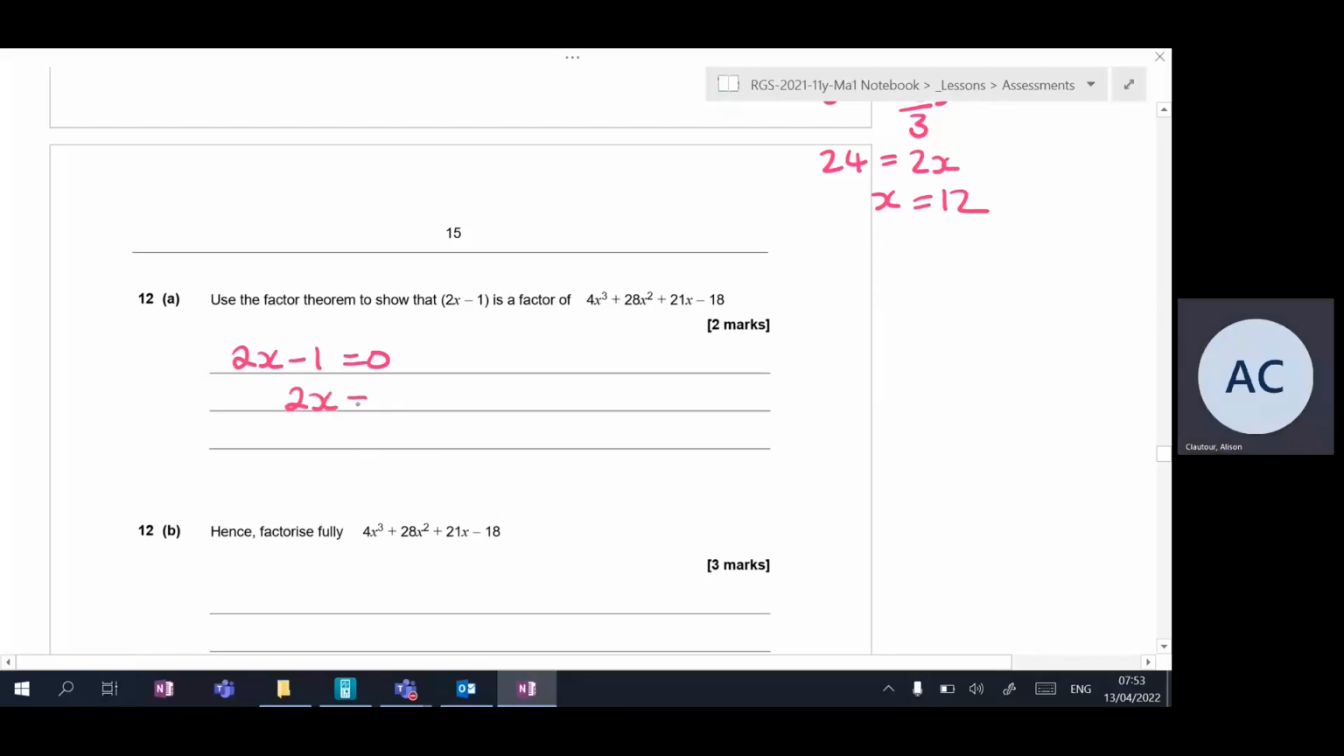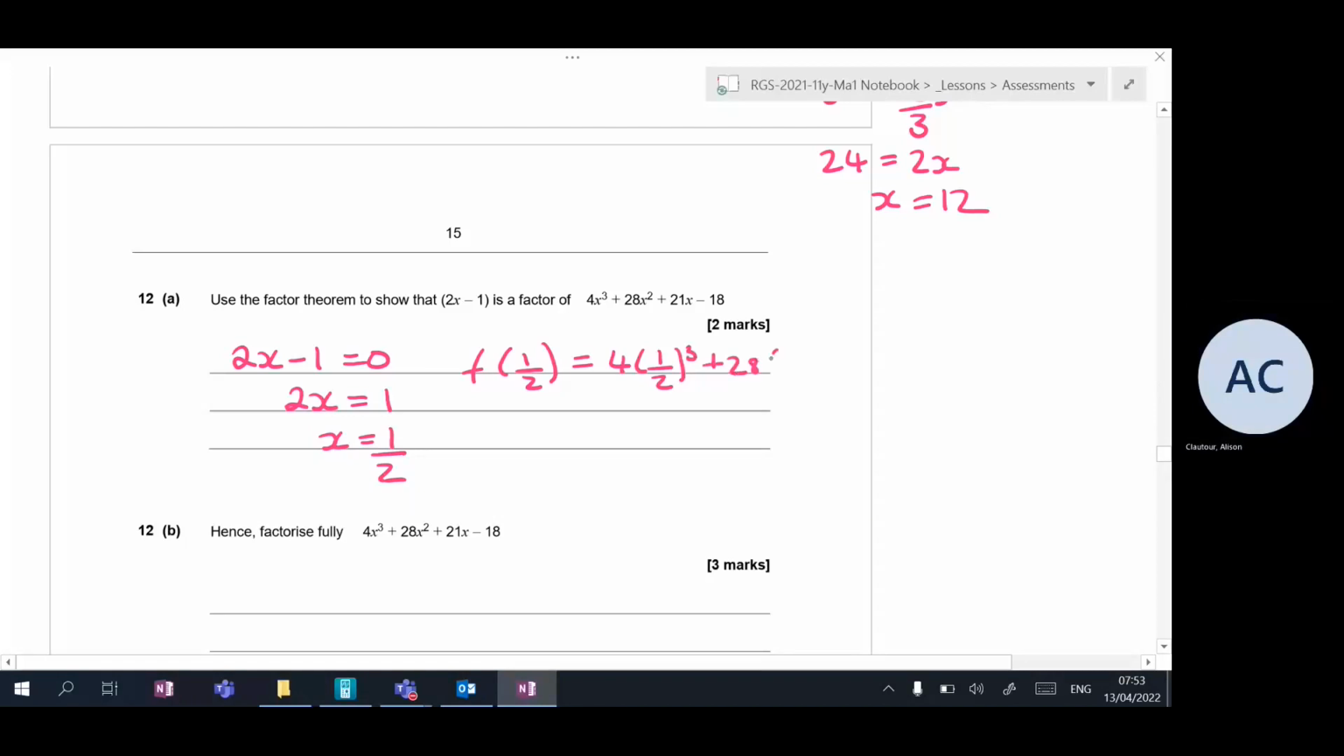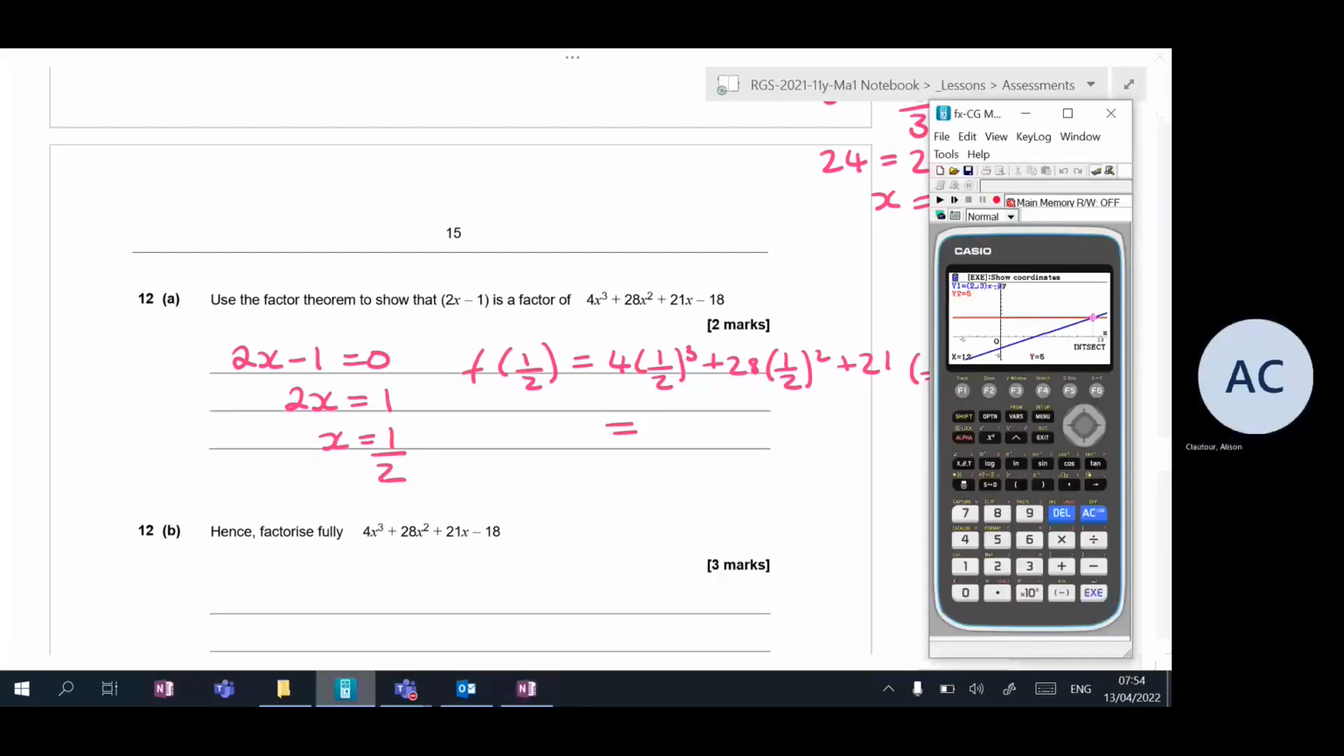Right, let's try that again. Pen is really not happy. Here we go. Okay, so because a half would be the root, then if we subbed it in, we would expect to get 0. So that's the idea behind the factor theorem. Sub in the root and you get 0. So if we do f of a half, okay, we should expect to see that that gives us 0.